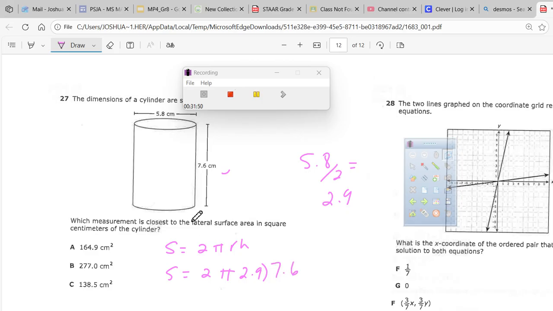Multiply that out and do it real quick on the calculator, and that's not taking me anything, guys. It's pretty easy. So I'm going to go 2 times 3.14 times 2.9 times 7.6, making me 138.411, roughly that much, okay? And do that. You don't even have to read these, guys.